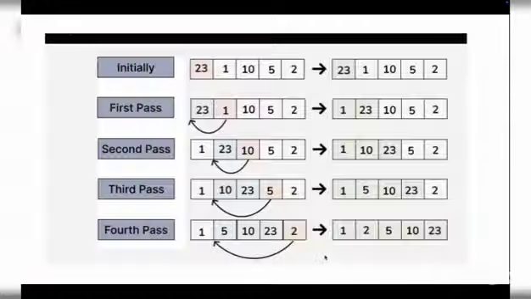Here is an example. Initially the set of elements is 23, 1, 10, 5 and 2. First, 1 is moved to its correct position, then 10 is moved, then 5 to its correct position, and lastly 2 is moved to its correct position. When all these elements are done, the last element, 23, is automatically in its correct position. Here 4 passes are done, and again it is an iterative process.